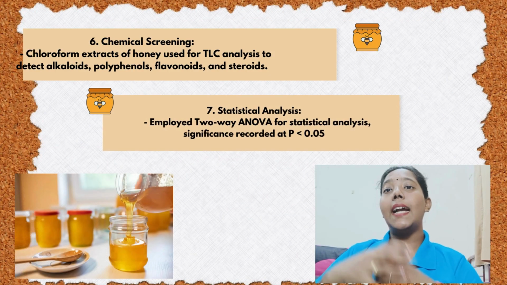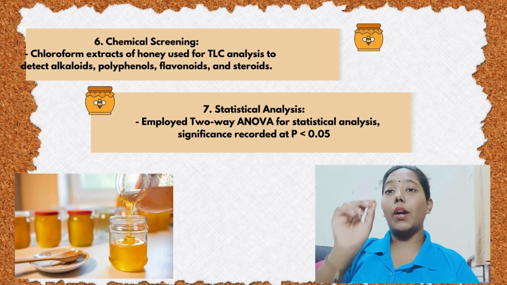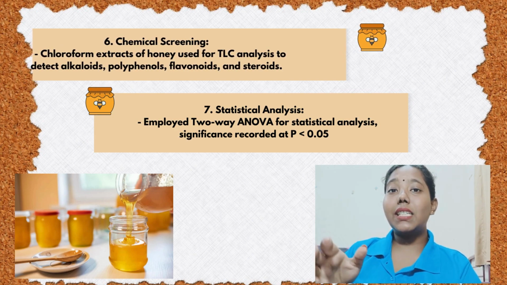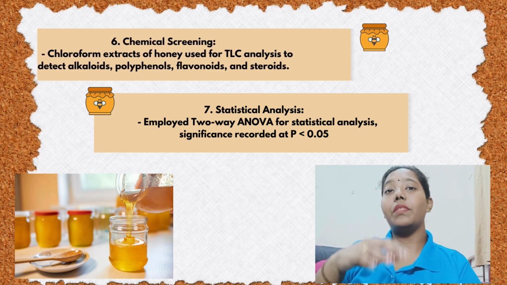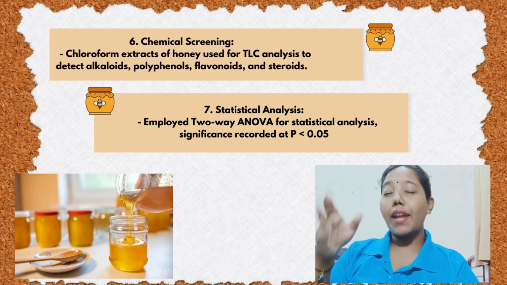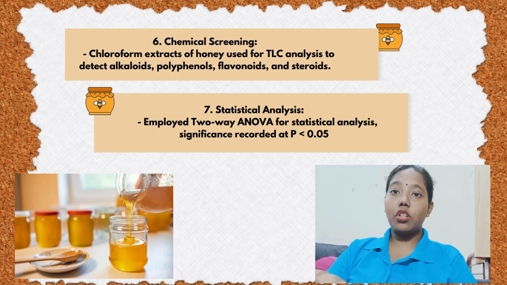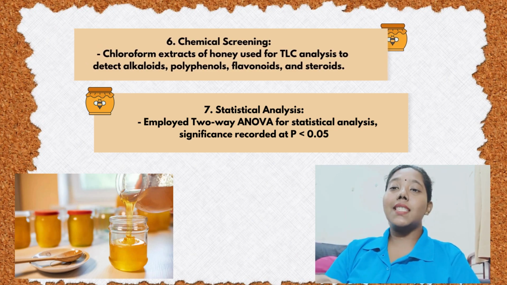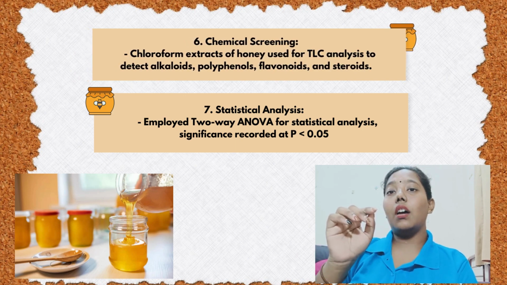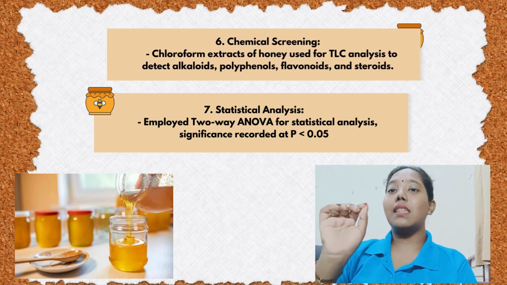Lastly, for chemical screening, which is thin layer chromatography, to understand the bioactive constituents of the honey, they used thin layer chromatography with chloroform extracts and identified the presence of alkaloids, polyphenols, flavonoids, and steroids. For the statistical analysis, their data analysis was robust, employing two-way ANOVA to ensure statistical significance.